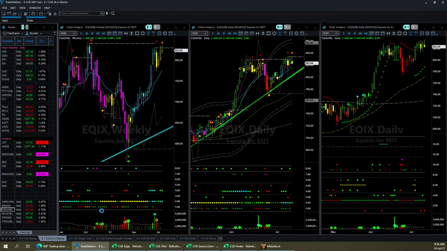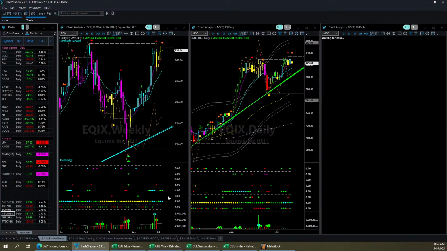Next, EQIX. It reversed at watermark resistance, created a false upside breakout, bear release here, indecision at the top, red candle high, cluster of red candle high. However, there is a trend line support. I'll not short it. I'll be cautious if I had a long position.